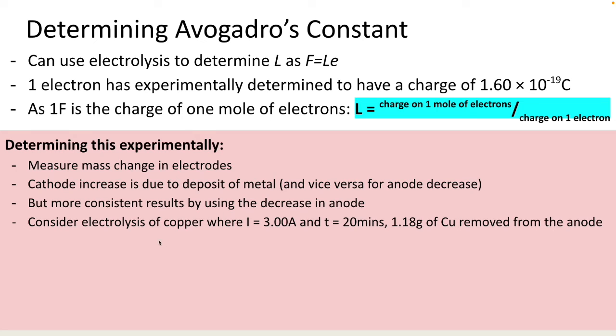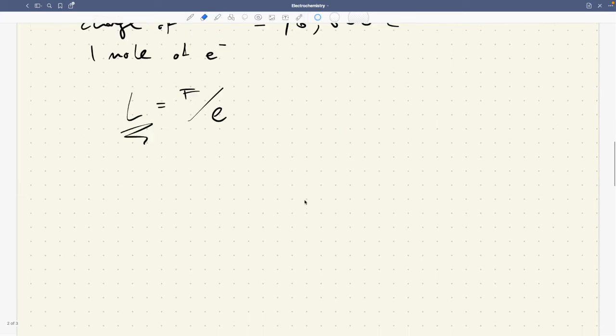So let's consider the electrolysis that we just did, where we have a current of 3 amps for 20 minutes, and we saw that we had 1.18 grams of copper removed from the anode. If you want to pause and see if you can use this data to experimentally use this relationship to determine what the value for L will be, go for it. We'll have a talk about it right now. So let's have a little think about what's happened. Let's first calculate the amount of charge that has passed through.